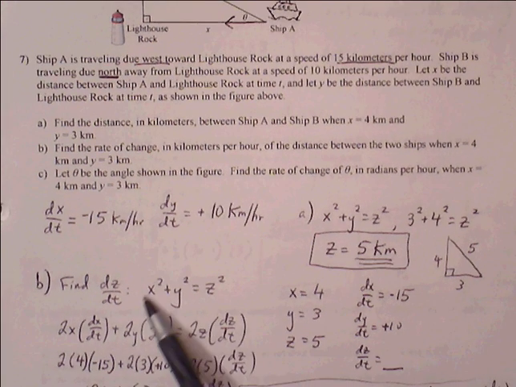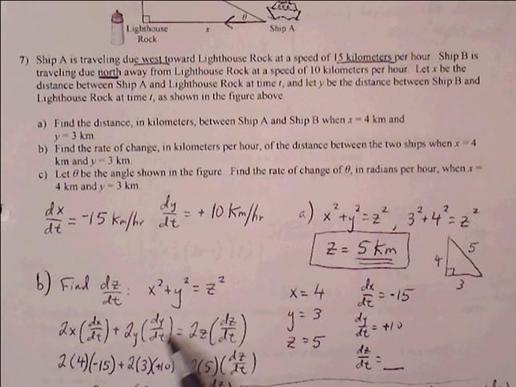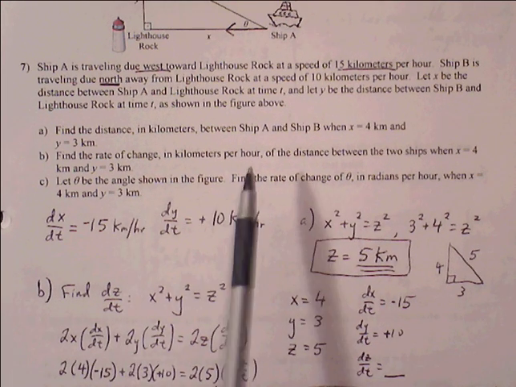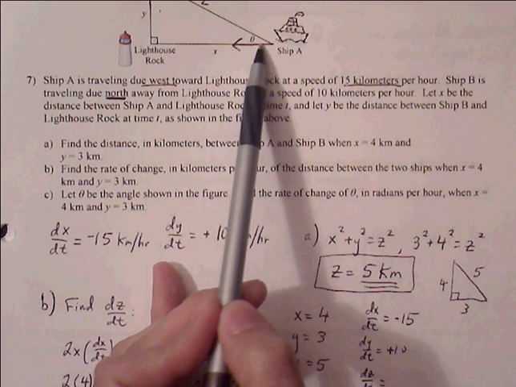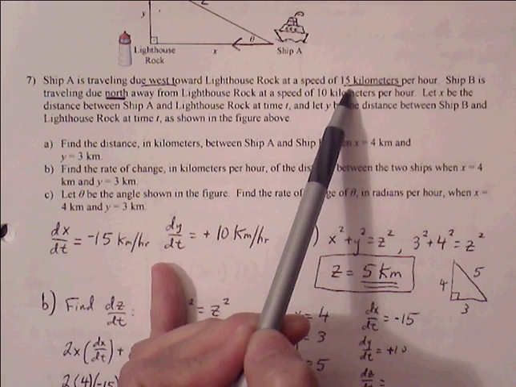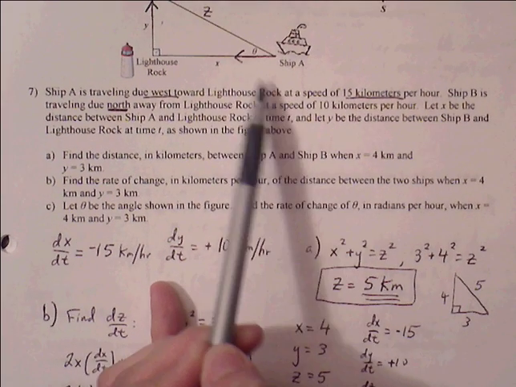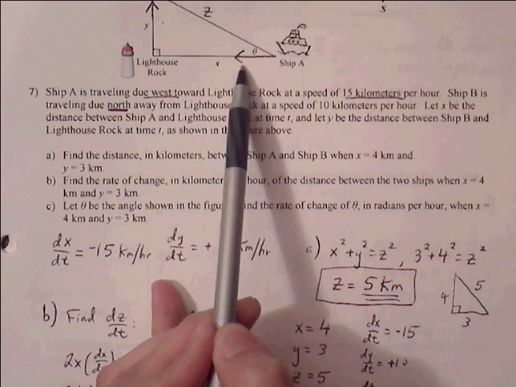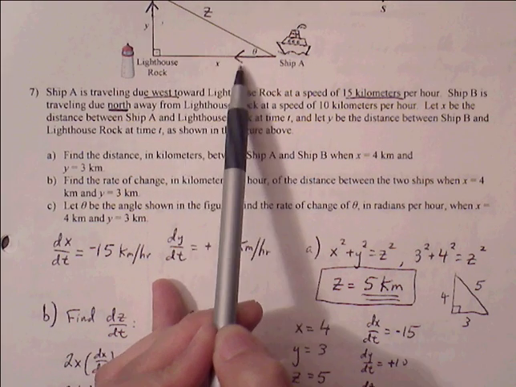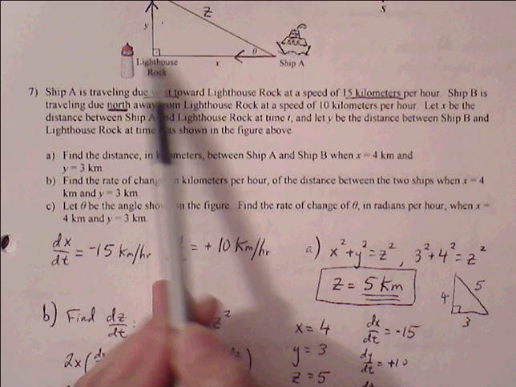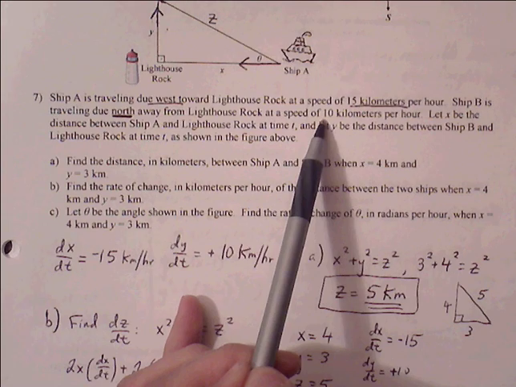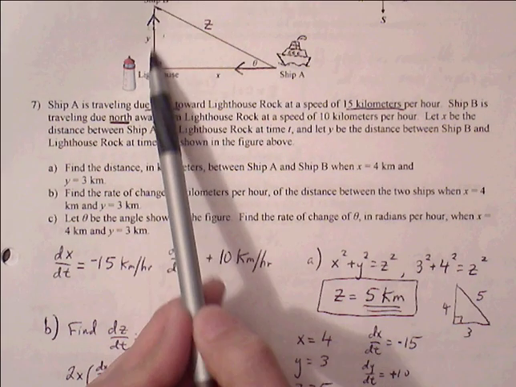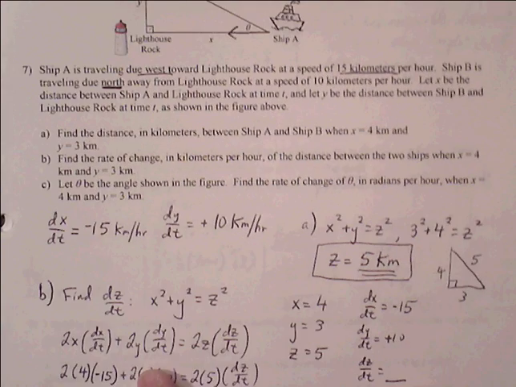So x squared becomes 2x dx dt. Y squared becomes 2y dy dt. Z squared becomes 2z dz dt. Let's see if we can also pick out some information from this problem, right? We know that dx dt is going to be negative 15 kilometers per hour. The reason it's negative is because A is approaching the lighthouse rock, so this distance is decreasing over time, so the rate is going to be negative. However, dy dt is going to be positive 10 kilometers per hour because y is increasing over time.